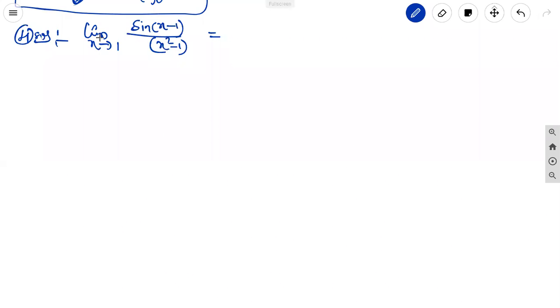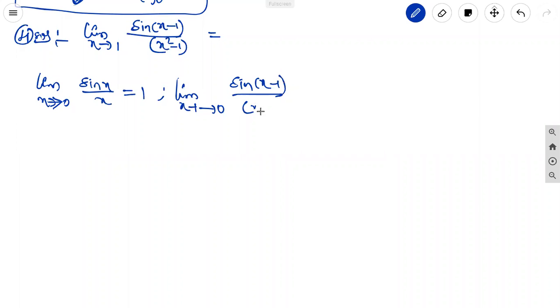Next problem, fourth solution. Limit x tends to 1, sine of x minus 1 by x square minus 1. Immediately you get an idea. We know that limit x tends to 0, sine x by x is equal to 1. Here x tends to 1, so you should change the limit value as in the second problem. Limit x minus 1 tends to 0, sine of x minus 1 by x minus 1 is equal to 1. This is the changing of the function.